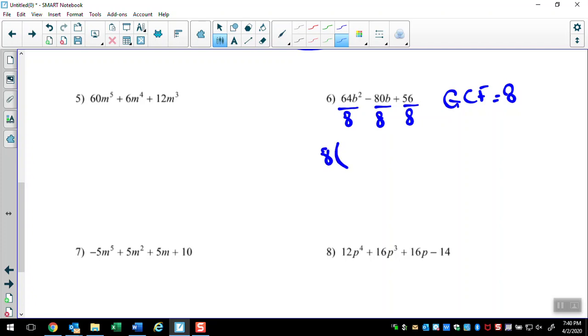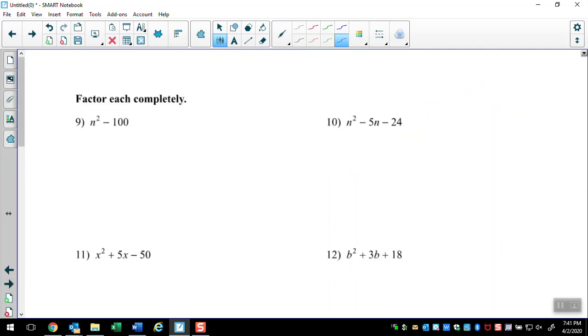8 is part of my answer. 64b squared divided by 8 is just going to be 8b squared. Negative 80 divided by 8 is negative 10b. And 56 divided by 8 is going to be 7. Done.